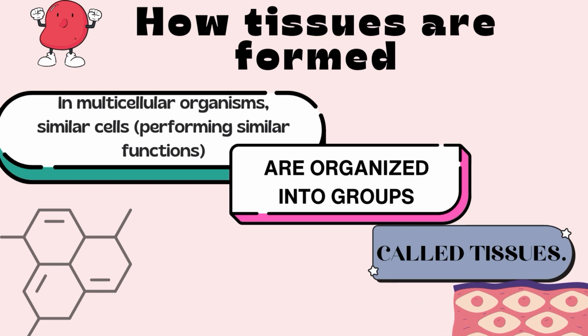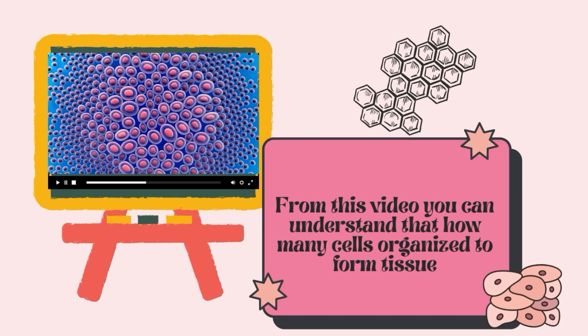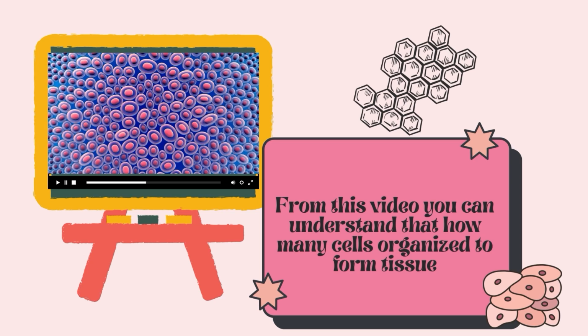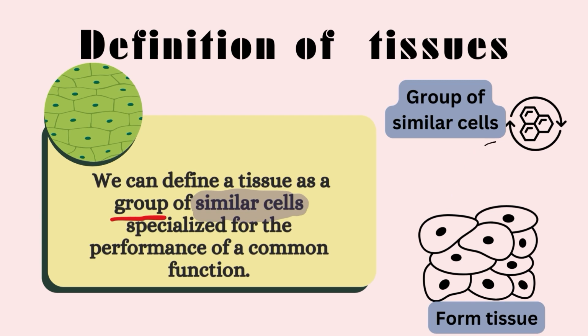At this level in multicellular organisms, similar cells performing similar functions are organized into groups called tissues. From this video you can understand how many cells organize to form a tissue. So, what is the definition of tissue? Tissue is a group of similar cells specialized for the performance of a common function. From the diagram you can understand how a group of similar cells combine and form a tissue and perform a specific function.